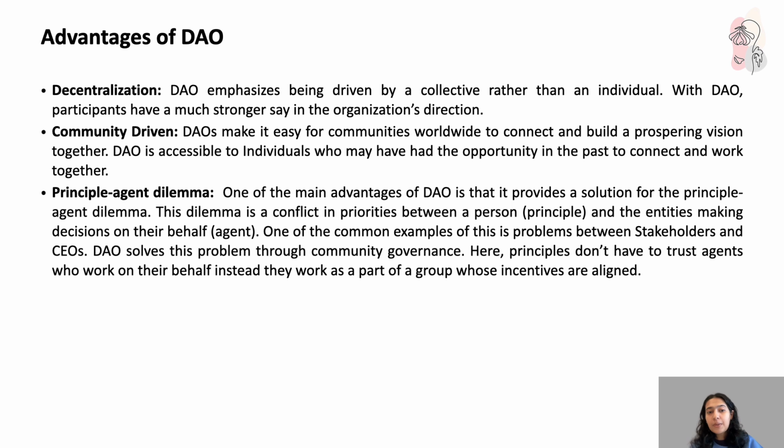But a DAO eliminates this gap. Since decisions are made collectively and transparently, principals don't have to trust an intermediary. Everyone works toward the same goal, as part of the same group, guided by aligned incentives and governed by code rather than personal motive. So, your principal agent dilemma is well kicked out of the scenario when we talk about the DAO.